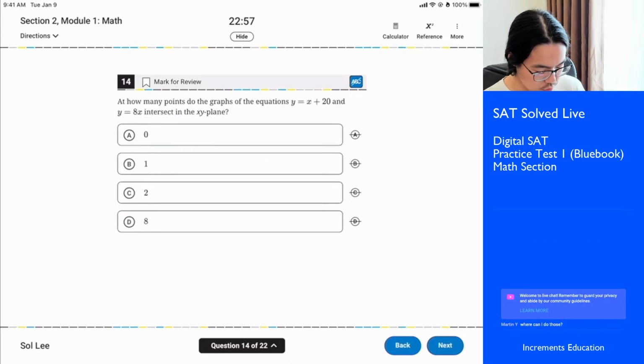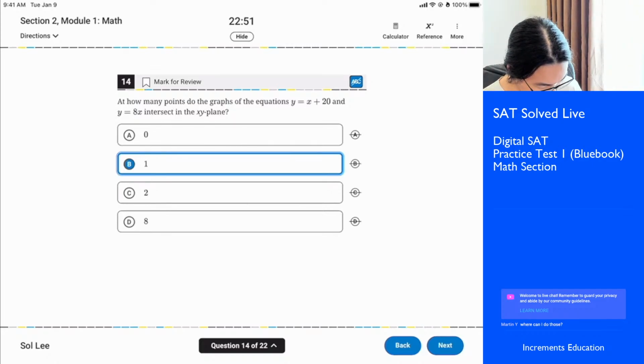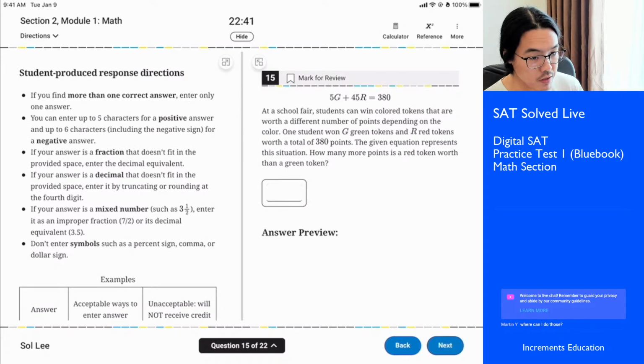Okay, and how many points do the graphs of these two? So they're both linear, so just one, unless they have the same slope, but they don't have the same slope. They're both linear and they don't have the same slope, so we're good. They intersect once. Okay.